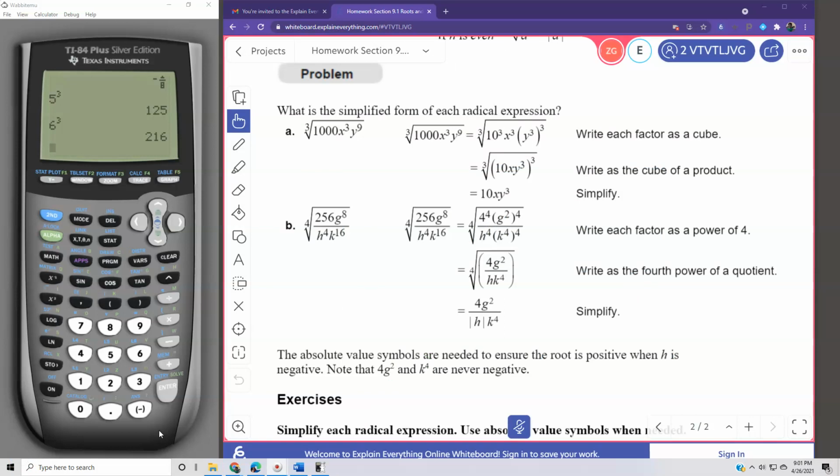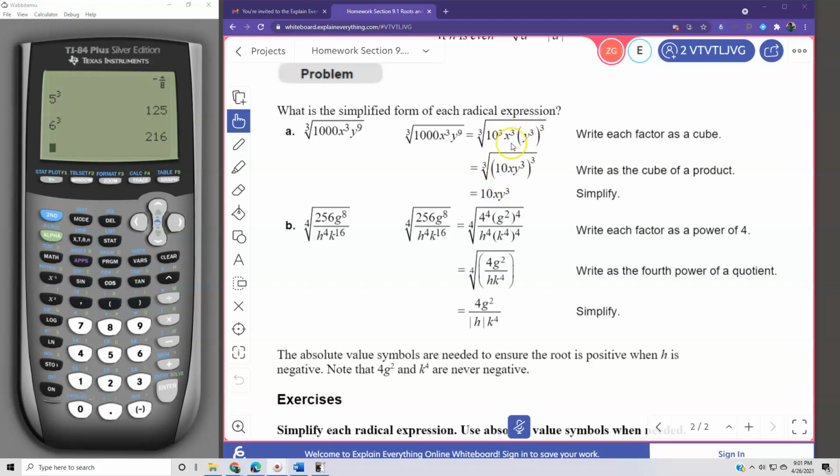I'm going to do these examples that are here on your reteaching. We want the cube root of 1,000. Now we know that 10 to the third power is 1,000. So if you get the cube root of 10 to the third, it is 10.